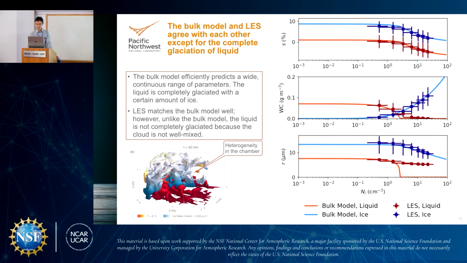And this is the result. The solid line shows the result from the bulk model. The marker shows the result from LES. Red shows liquid. Blue shows ice. And we can see that in supersaturation, water content, and particle radius, both models agree with each other relatively well, except for this part, where the bulk model predicts that the cloud can be completely glaciated. But in LES, there is surviving liquid, which is like what they observe in the pi chamber.